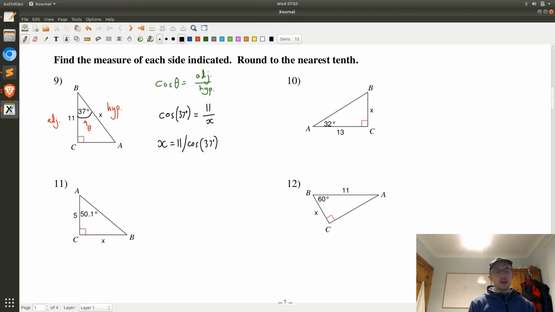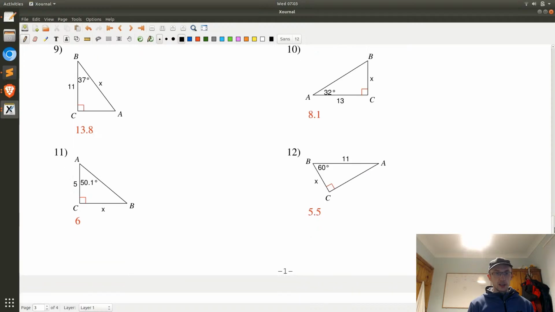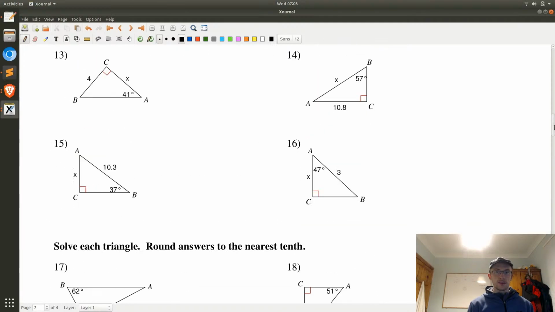And once you get up to speed, you'd be expected to be able to produce this just immediately, straight off the bat in one line, just like that. So 11 over cosine of 37 degrees to the nearest tenth is 13.8. And we check, and that's correct.